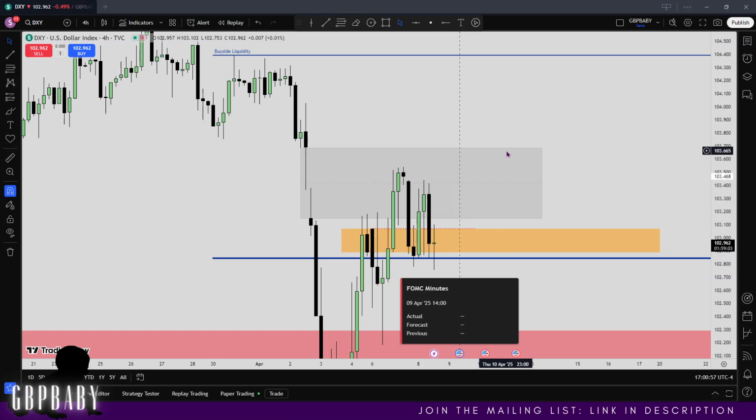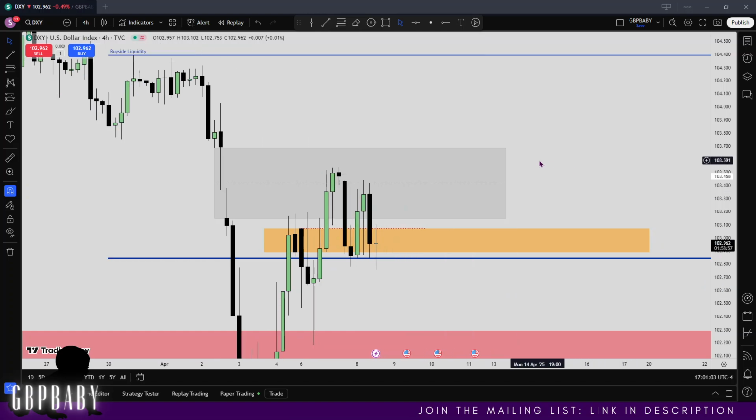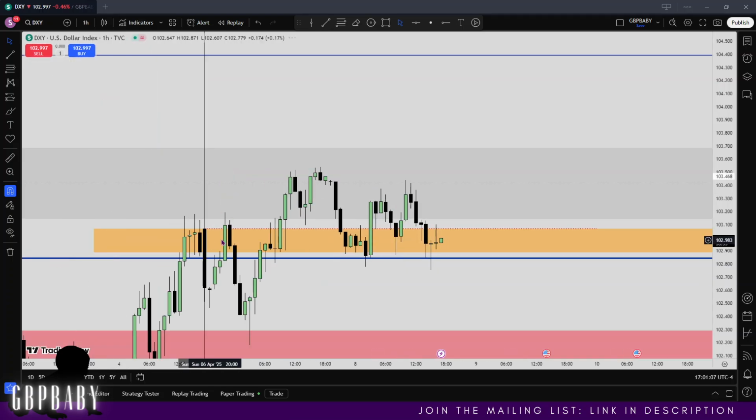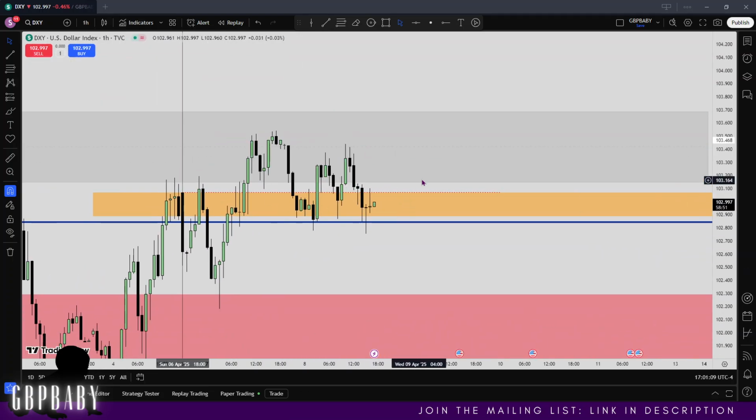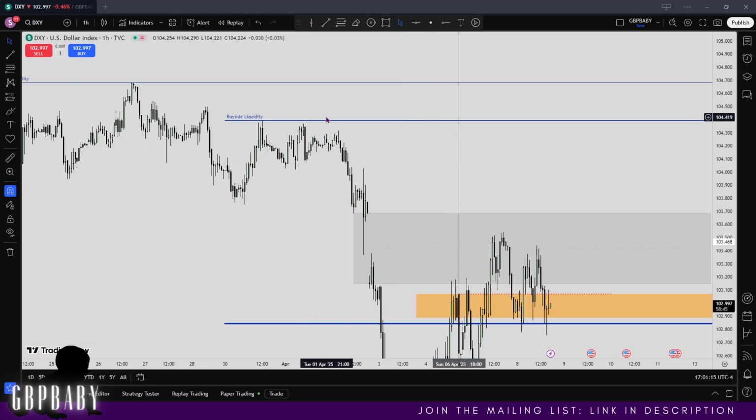It doesn't usually run anywhere, it just gets messy, and then I'm not really expecting much until we have PPI and CPI on Thursday and Friday anyway, so I would be very careful in these conditions and be a bit more patient this week. But generally speaking, I just want to see us continue to wander above that Sunday opening price, which is right here, start looking for those Monday highs, and ideally trading into our buy side liquidity target.